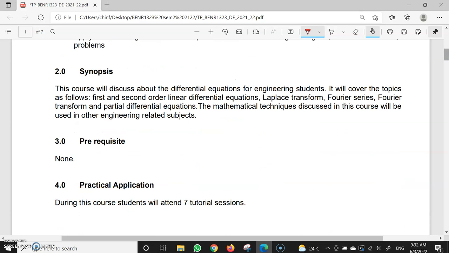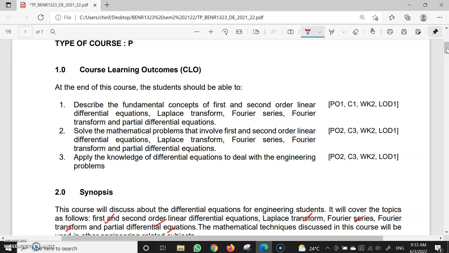So in this subject, it covers the topics of first and second order linear differential equations, the Laplace transform, the Fourier series, Fourier transform, and partial differential equation. The learning outcome of this course is first, you should be able to grasp the fundamental concept of these topics. Second, you have to be able to solve the mathematical problems related to these topics. And last, you have to be able to apply the knowledge that you have been studying to solve engineering problems.